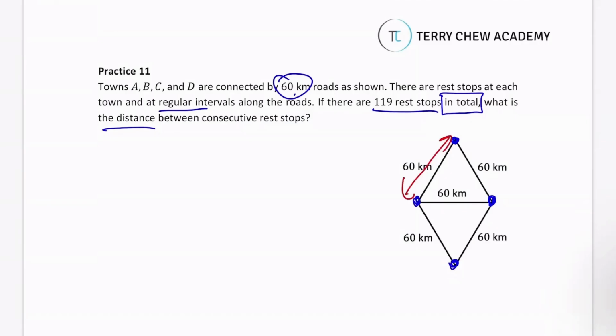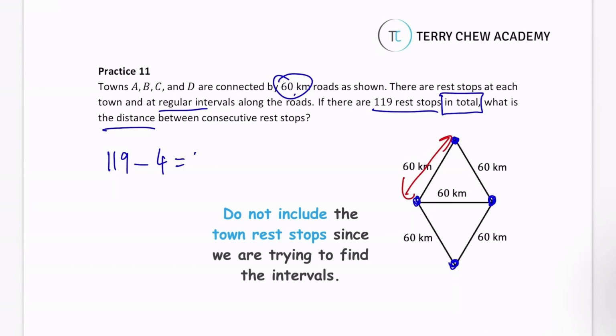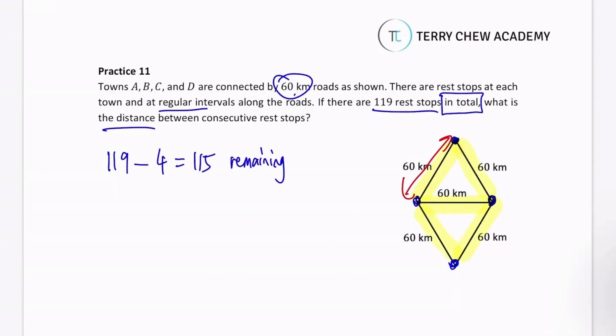So ignoring the double counted stops, you actually have 115 remaining. And how many of these do we have? 1, 2, 3, 4, 5. We have 5. So we want to split 115 divided by 5 to be 23 stops. And this 23 stops is actually between 2 towns, right?